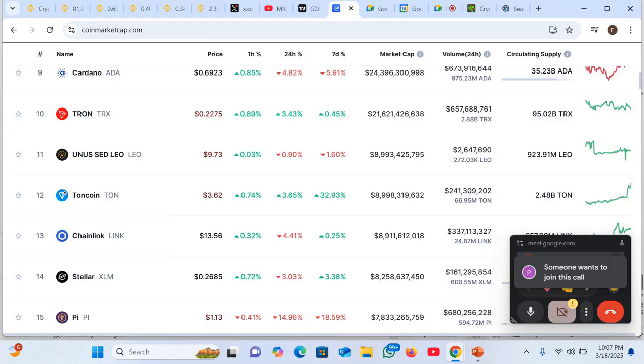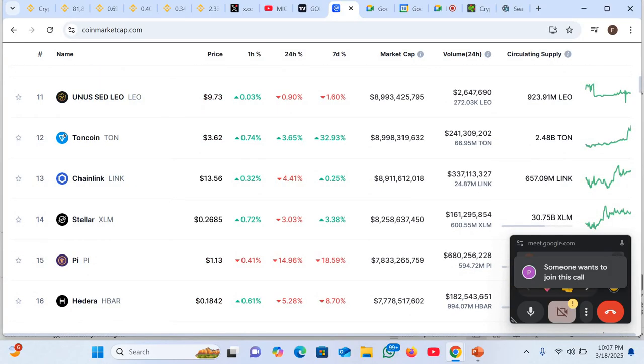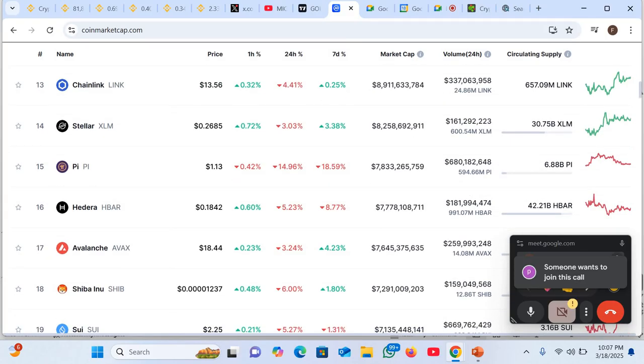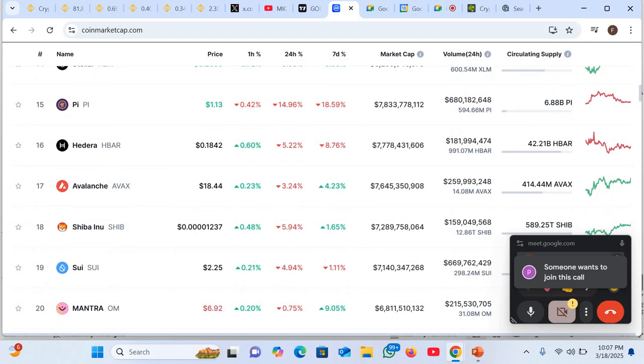So at number 13, you have what we call Chainlink. We also have XLM. We have the recently listed PI. I know most of you are mining PI coin. And lucky of you who are able to make some money from PI coin. We also have Hedera, HBAR. We also have Avalanche.